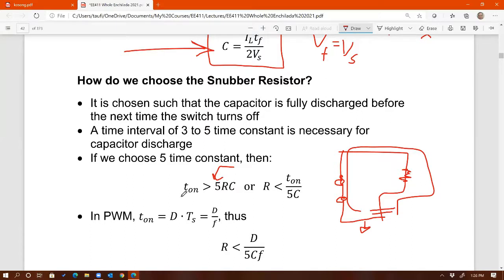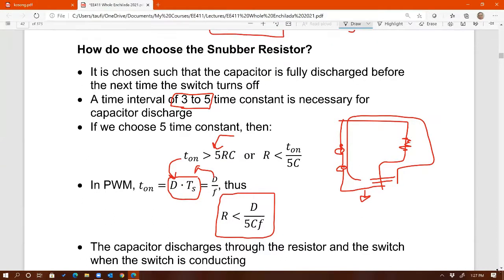So the on time of the switch, as you learned from PWM, ideally is equal to D times T, that's duty cycle times the period. Therefore, I'm going to replace T_on with DT, or D over F. If you plug D over F back into this equation and solve for R, you get the equation for selecting R: R has to be less than D over 5CF. Of course, this constant 5 will change depending on how much time constant you want to allow to discharge.